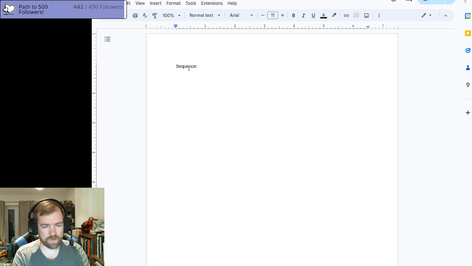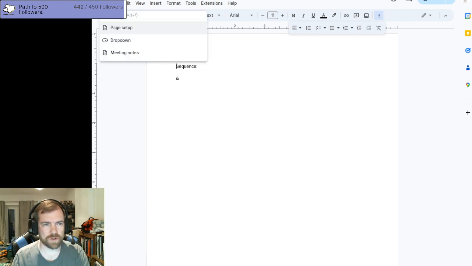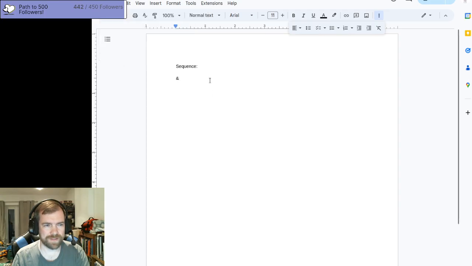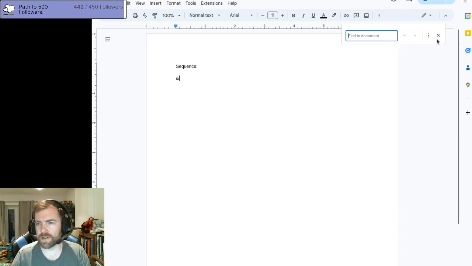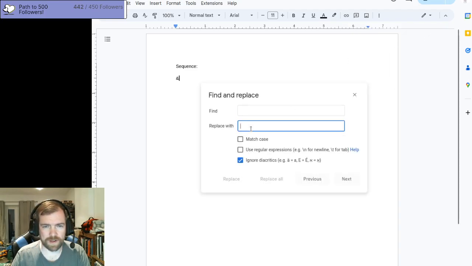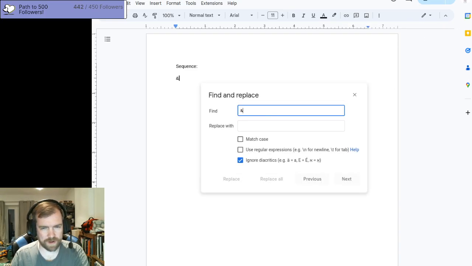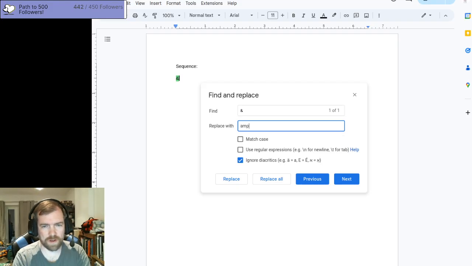Okay, so ampersand. Find. Do we? Nope, that's not what I wanted. Ugh. It's alright. Search. No. I mean, I could do Control F, but I wanted to. Yeah. Find ampersand. Replace with ampersand. Replace all.